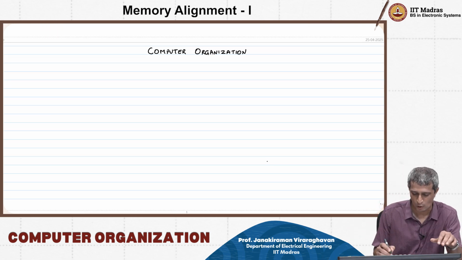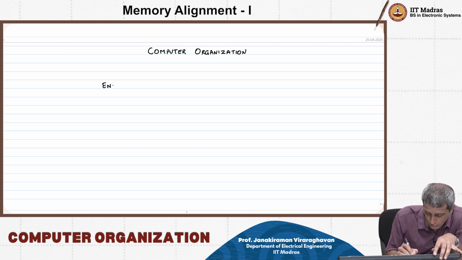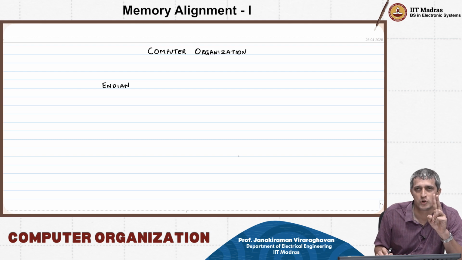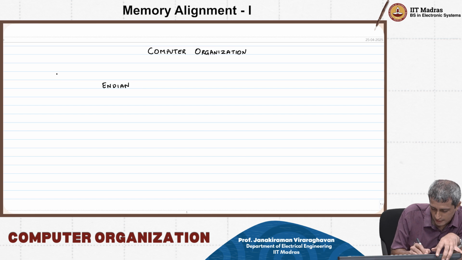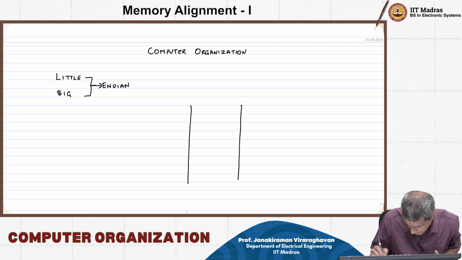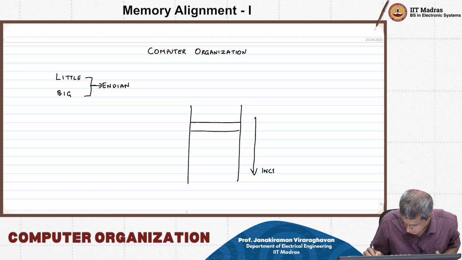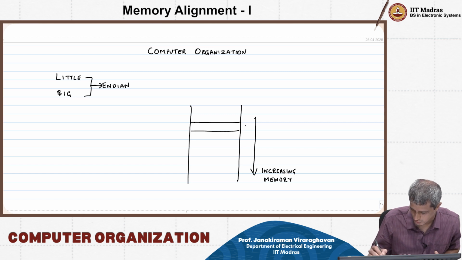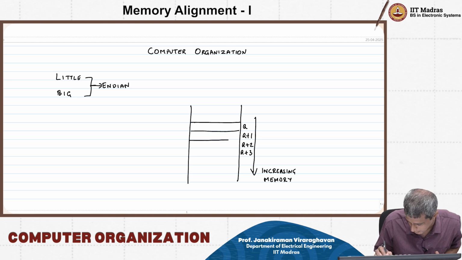Another important point is the endianness of data. There are two ways in which data can be stored. One is called little endian, and the other is called big endian. What is this concept? It's very simple. You take a memory location, and this is increasing. The arrow indicates increasing memory. So this is some location A, A plus 1, A plus 2, A plus 3, and so on.